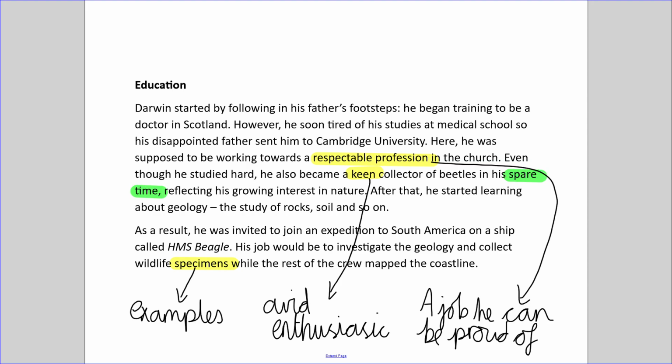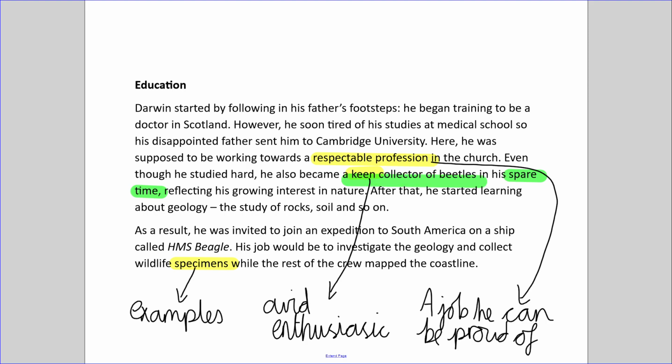So, what's my strategy now? I'm going to go back to the beginning of the sentence and read the whole sentence. Even though he studied hard, he also became a keen collector of beetles in his spare time, reflecting his growing interest in nature. Aha, there's my answer. Now, I don't need to write down the whole sentence. That wouldn't answer the question. It says, what did he like to do in his spare time? So, what did he like to do? He was a keen collector of beetles.